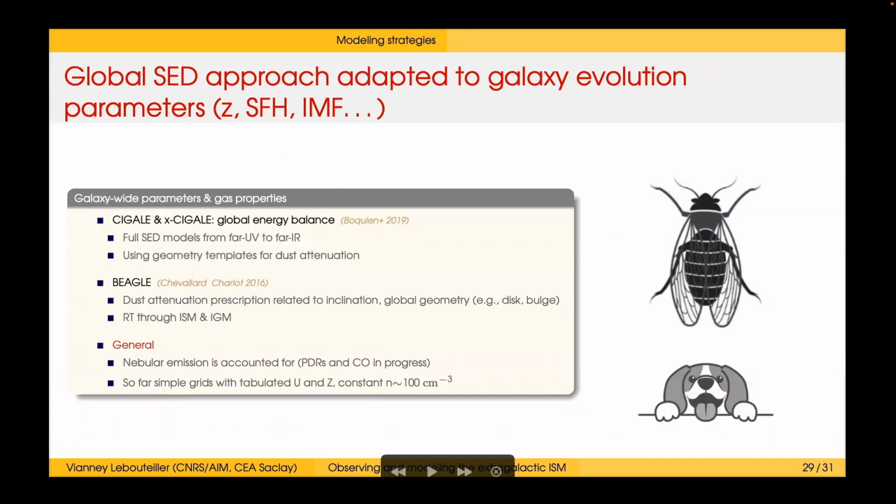There are some other approaches, like global SED approaches, like SIGAL or BEAGLE, which you all know. In this case, it's more adapted to galaxy evolution parameters with more emphasis on the stellar population, stellar prescription, and maybe with too simple ISM descriptions. Although the developers actively work on the PDRs and CO, for instance, for SIGAL. And so I think while the first models I showed were focusing more on the ISM itself, the structure and the topology, here the focus is on the stellar population, the stellar prescription and the galaxy evolution. I think eventually all these models should improve together to have a reliable prescription for anything that is in the galaxy, basically.